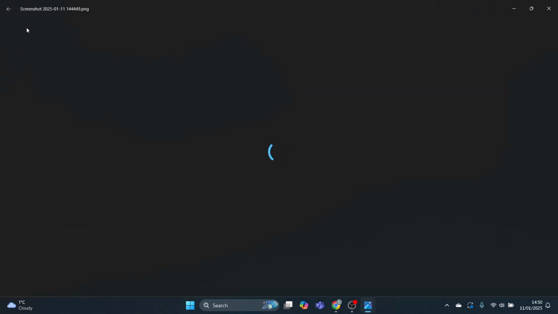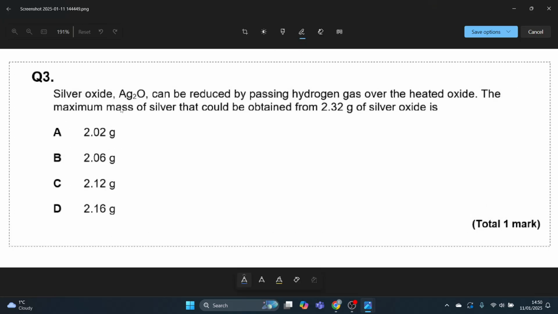Then question 3. Silver oxide can be reduced by passing hydrogen gas over the heated oxide. The maximum mass of silver that could be obtained from this much silver oxide is. Well, first thing I need to do is find the Mr of it, that's the formula of it. So I need to find out the moles of it. The moles is the mass, 2.32 of silver oxide, divided by Ag2O.